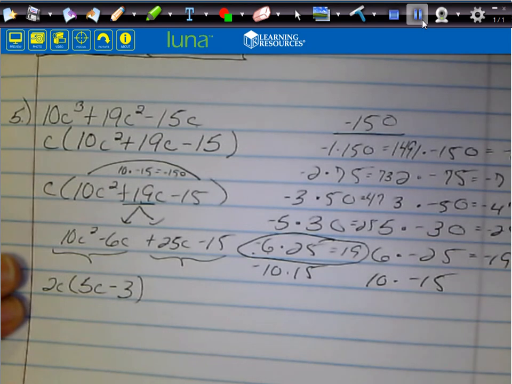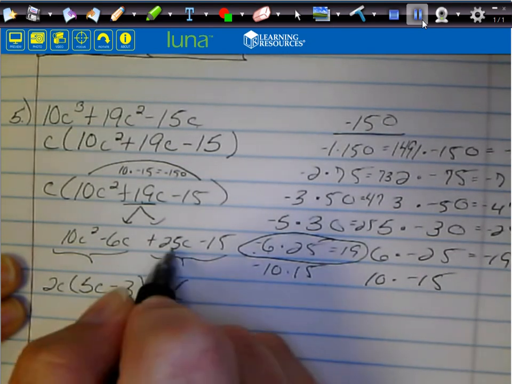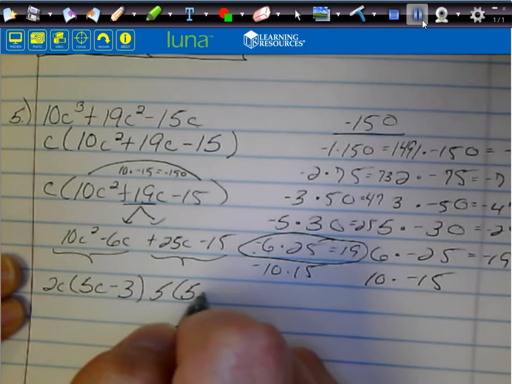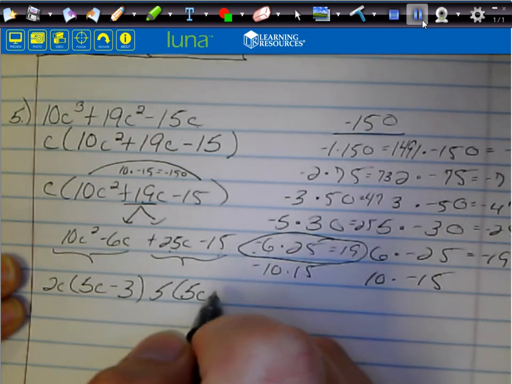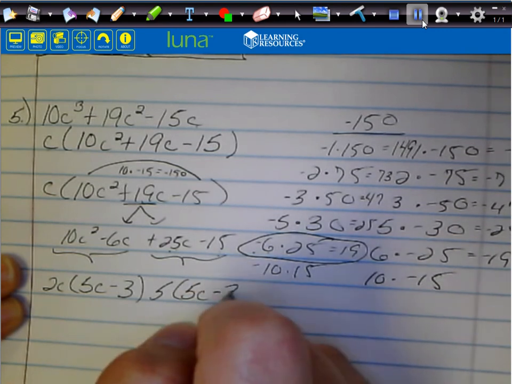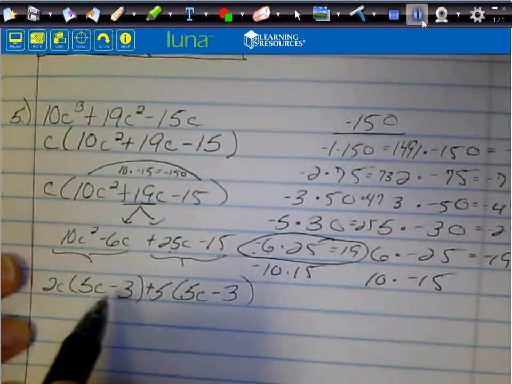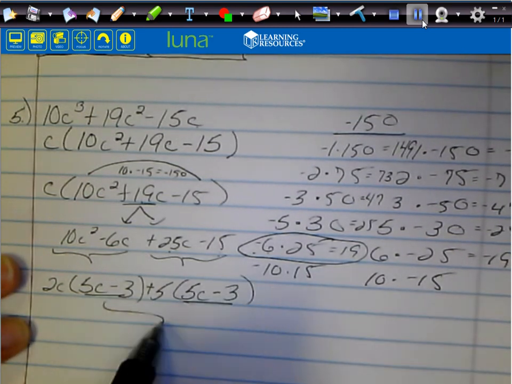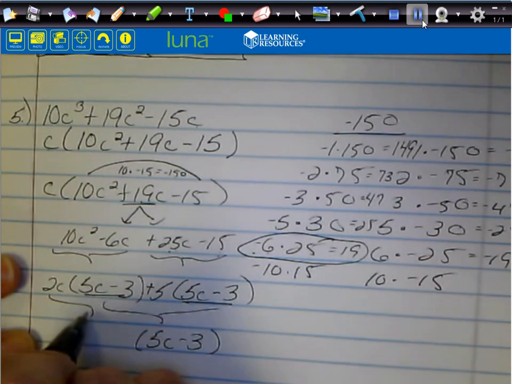Over here, 15 and 25, I have a 5 in common. So I'm going to take out a 5, and I'm going to say 25 divided by 5 is 5. Bring down my c. Again, I can't take out a c this time because the 15 doesn't have one. And then minus 15 divided by 5 is 3. And this was a positive 5 that I took out. Notice these are the same, so I know I'm on the right track. So 5c minus 3 here.